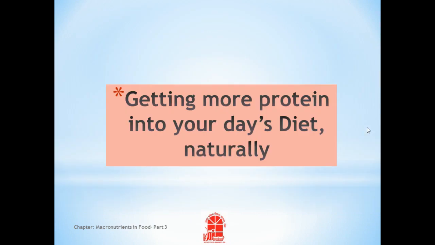Getting more protein into your day's diet naturally. If you're looking for ways to get more protein into your diet, here are some suggestions. Try a peanut butter sandwich. Remember to use natural peanut butter or any other nut paste with no added salt, sugar, or other fillers. A low-fat cottage or ricotta cheese is also high in protein and can go well on your scrambled eggs, in a casserole, mashed potato, or a pasta dish, or spread it on your toast in the morning.